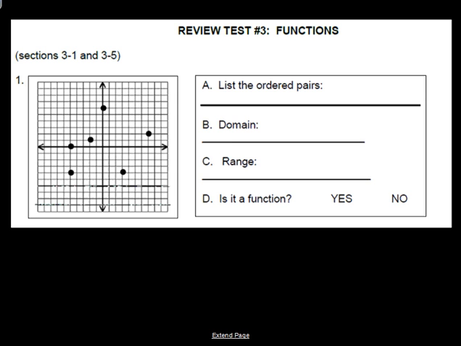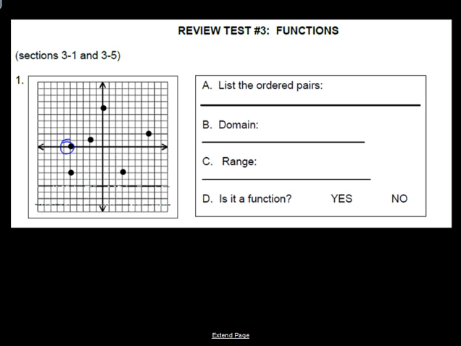Math Models Review, Test Number 3, Functions. Sections 3.1 and 3.5 deal with finding the domain, the range, and whether or not it's a function. First thing to do is go through and list the ordered pairs.